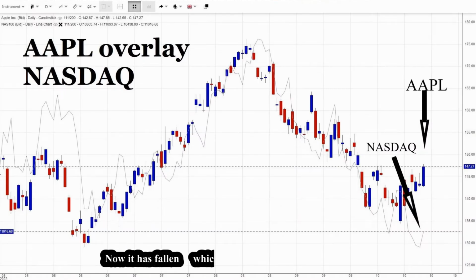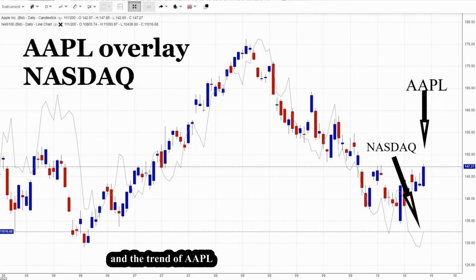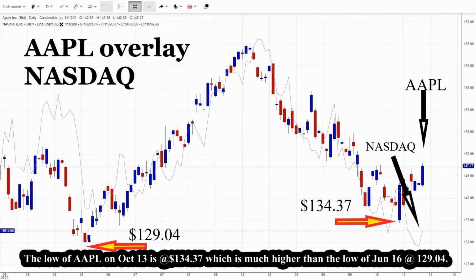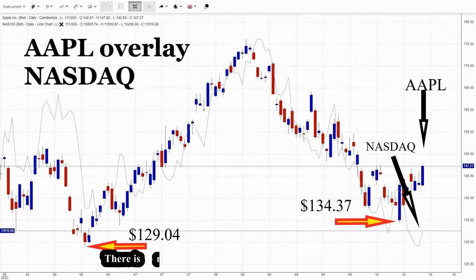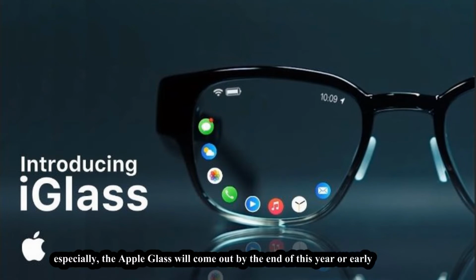Now it has fallen, which means the time of buying has come, and the trend of AAPL is really stronger than Nasdaq. The low of AAPL on October 13 is at 134.37, which is much higher than the low of June 16 at 129.04. There is no doubt about the development of the business of Apple, especially as the Apple Glass will come out by the end of this year or early next year.